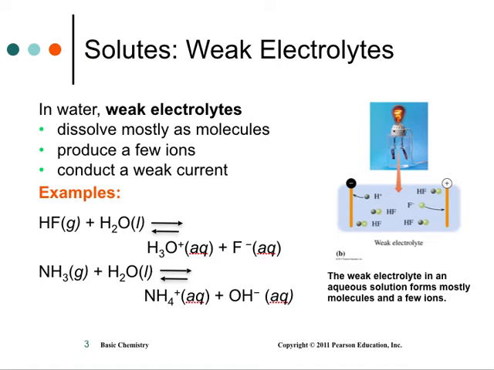Whereas if you put a conducting light bulb through a liquid that you're using as part of that circuit, and it was a strong electrolyte, electricity would go through it easily, and you would have a bright light bulb. Okay, so it's a weak current.